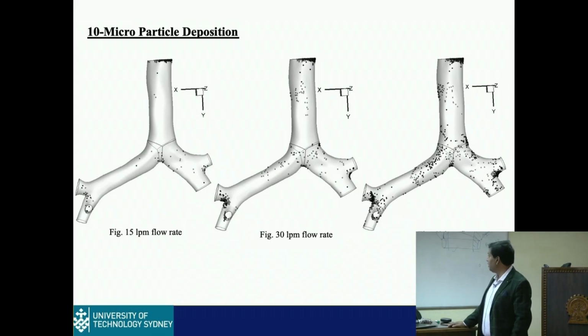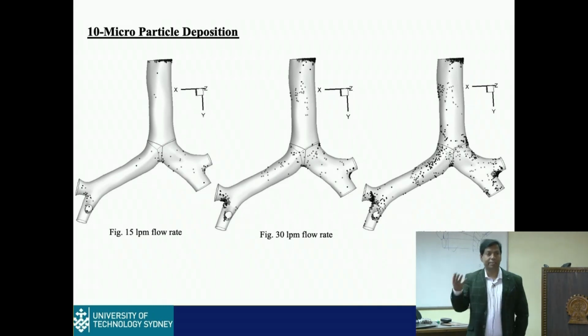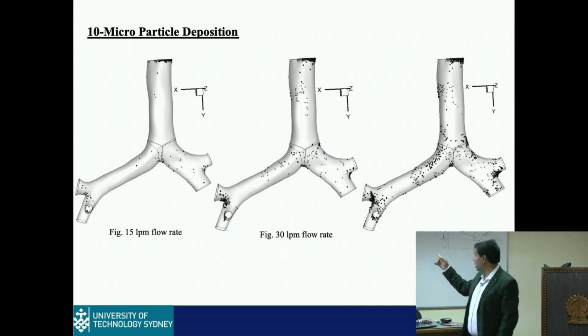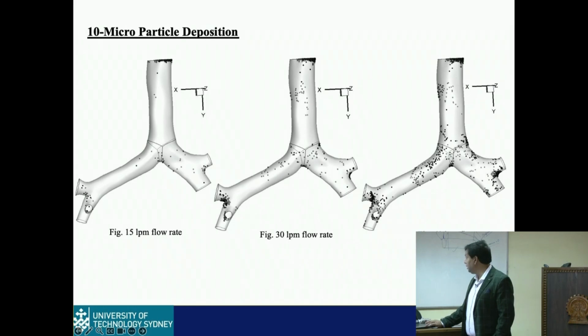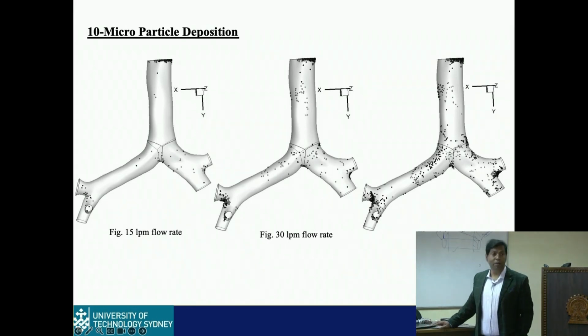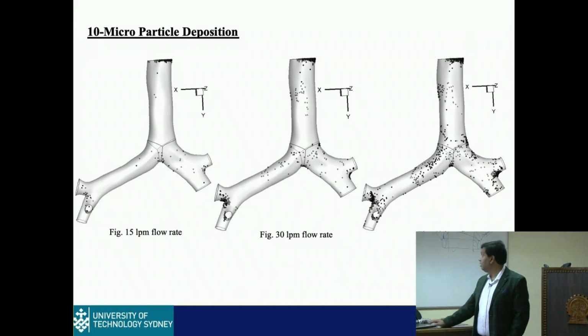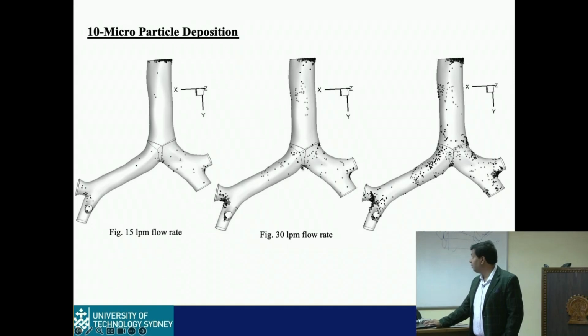From these results we found that when the flow rate is very high, that means when you are running and breathing in dust particles, they deposit a lot on our upper airways. Not only that, there is another hot spot, this bifurcated area. In biology they call it the carinal angle. In that carinal angle, particles actually deposit.